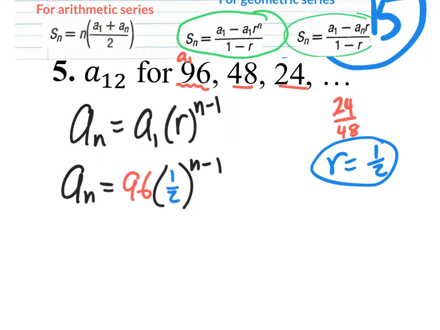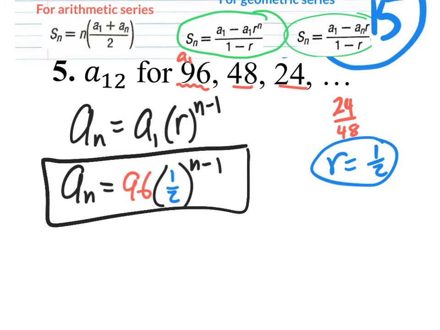This right here, guys, is the machine that produces this list right here. Believe it or not, if I were to plug in a 1, a sub 1, that would give me my first term, 96. Check it out, 1 minus 1 is 0, 1/2 to the 0 power, anything to the 0 power is 1, and 96 times 1 is that first term, 96.